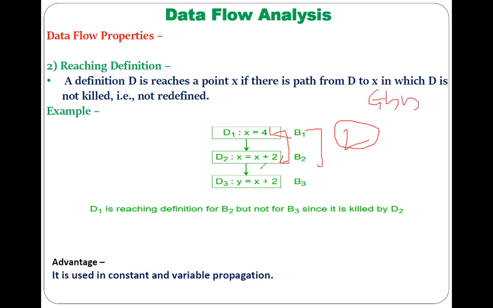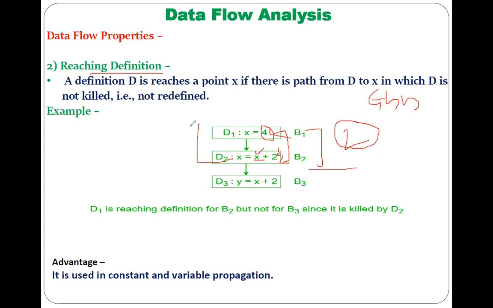Now how can you do the global optimization from the reaching definition? The reaching definition says that this x value, that is 4, can be utilized here instead of writing x. This x value is not getting changed until it reaches this point B2. And so from this you can do the global optimization.